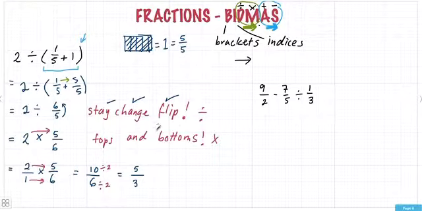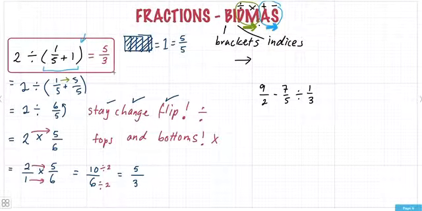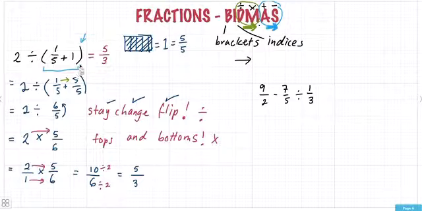So that means that for this particular problem, 2 divided by 1/5 plus 1, the answer to that problem is 5/3. So that's our answer. So I'll actually just put a little rectangle around that one. So that was our first problem that we did and we found our answer. So it was all about doing things in order, and the key thing there was to make sure that we did the brackets first and then we were able to do the division.